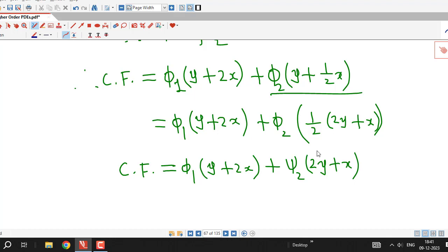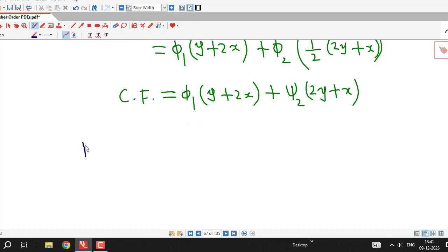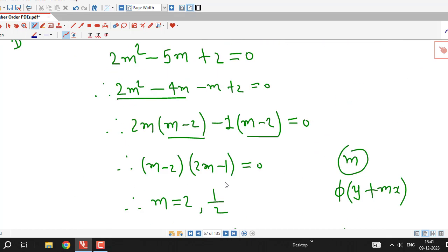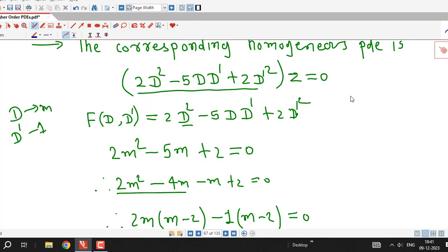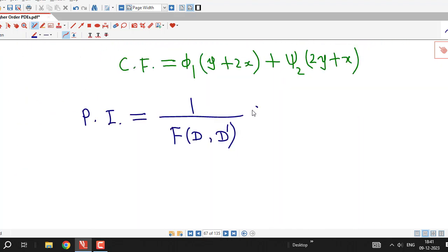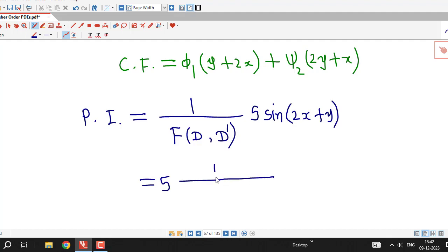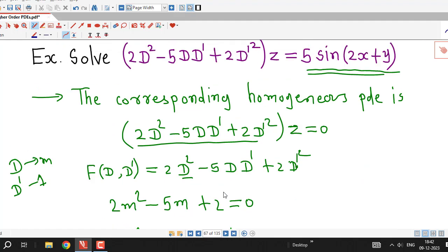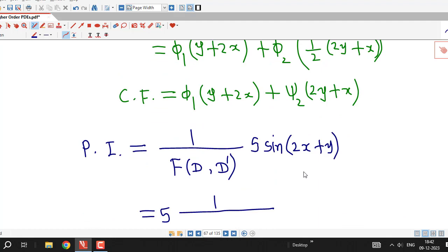Now we try to write down the particular integral. As we know, the particular integral is 1 divided by the function F(D, D') operated on the right hand side, which is 5 sin(2x + y) here. 5 is independent, so I can take it outside, and let me write what the function F is. It is 2D² − 5DD' + 2D'².